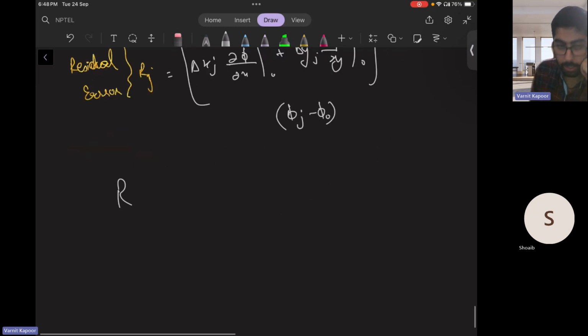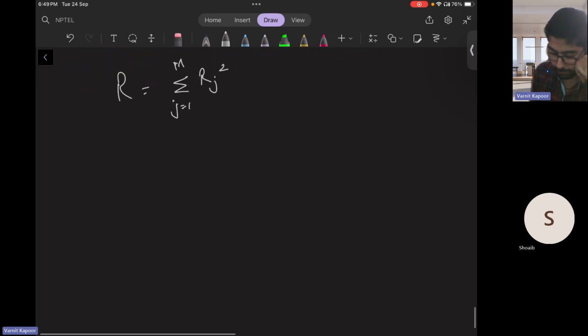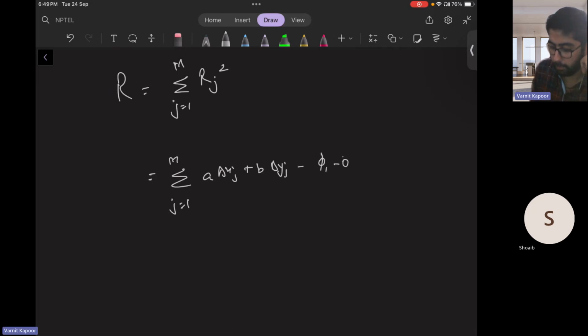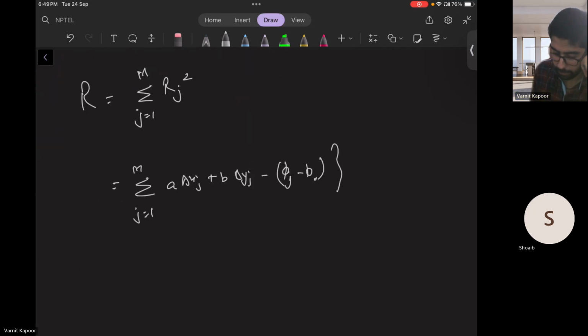So this capital R can be written as the sum over j equal to 1 to m of Rj square, the error minimization of them. So I can say that this term is A, this term is B. This gradient is, I'm saying, at A, and this is B. So I'll write it as summation of j equal to 1 to m of (A delta xj plus B delta yj minus (phi j minus phi naught)) whole square. And you need to minimize this error.